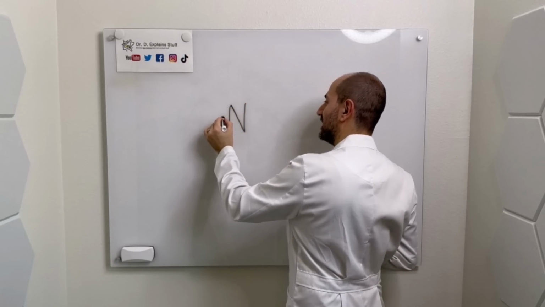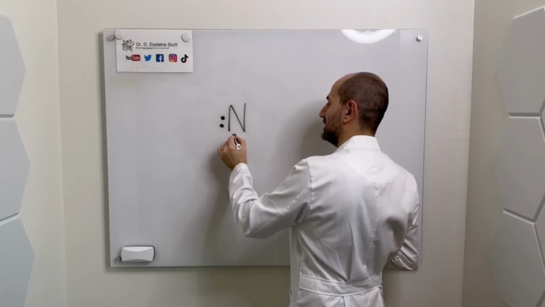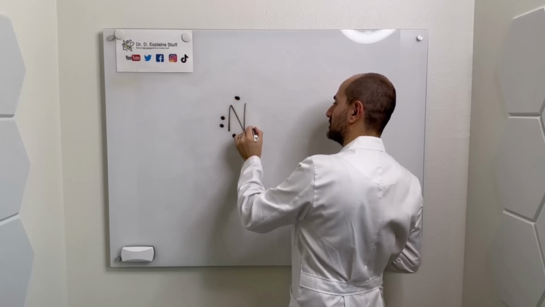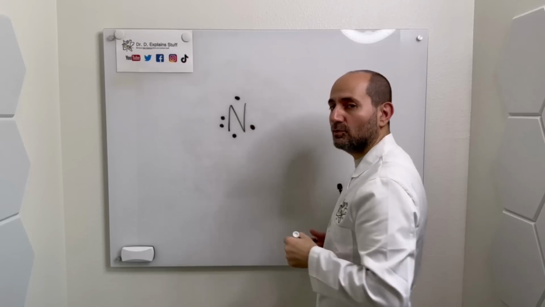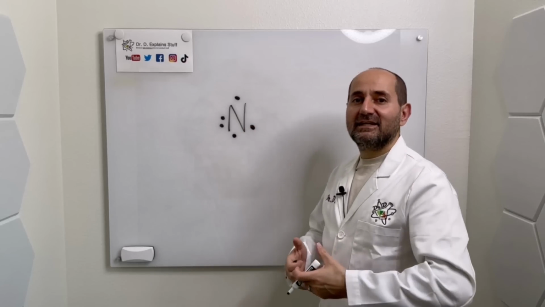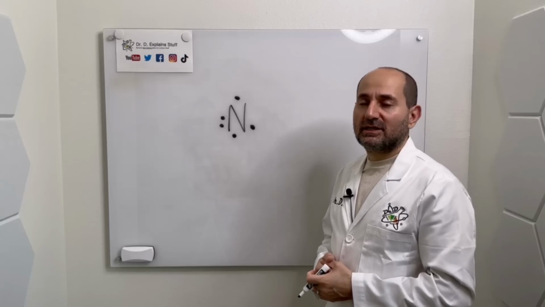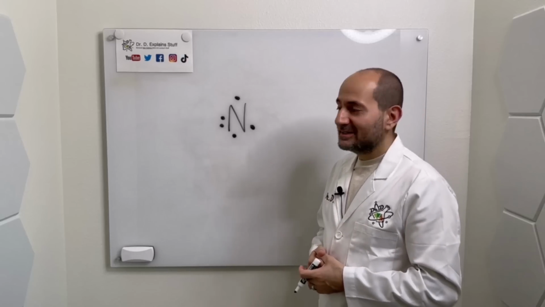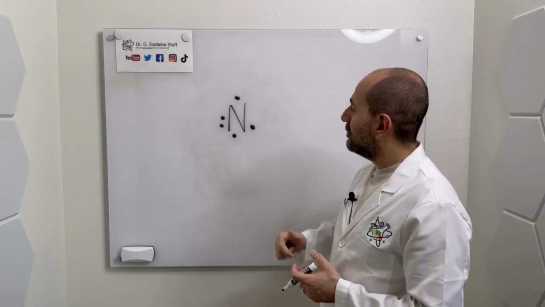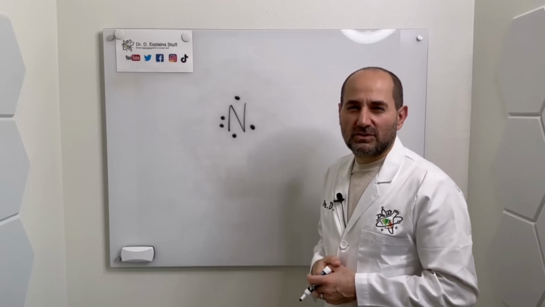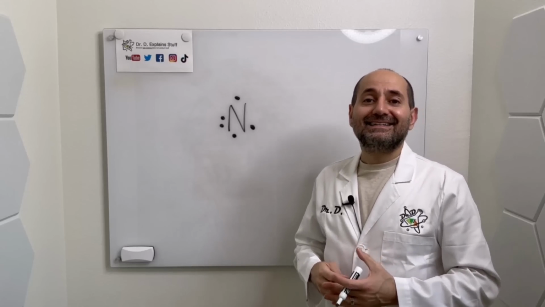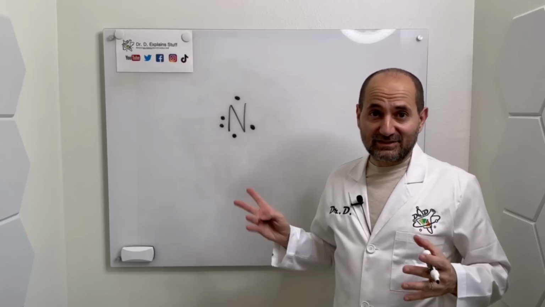Nitrogen has 5 valence electrons, okay? 5 valence electrons. So how many more would nitrogen need in order to fill its second shell, its outermost shell? That's right, it needs 3 more valence electrons to fill that shell. Because remember, it can have 8 electrons in this shell.